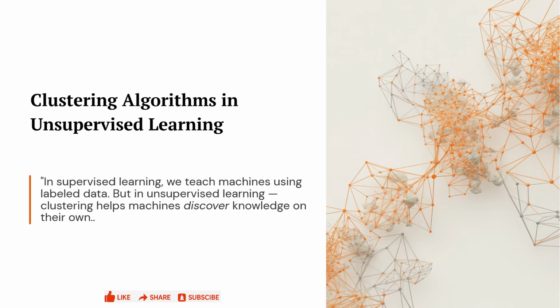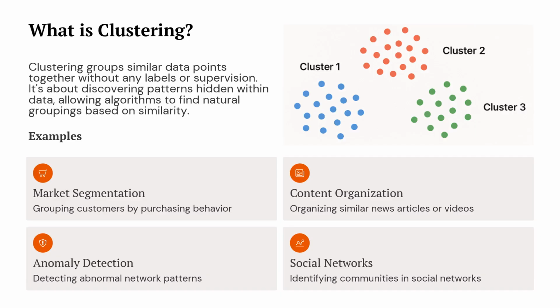In supervised learning, we guide machines using labeled data, but in unsupervised learning, machines explore on their own. What is clustering? It is the art of grouping similar points together without using any labels or supervision. Instead of teaching machines what is right or wrong, clustering lets them discover hidden patterns inside data. Algorithms analyze similarities to form natural groups or clusters, just like this.